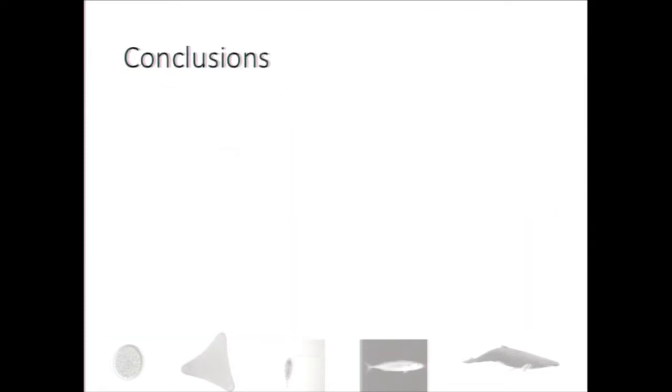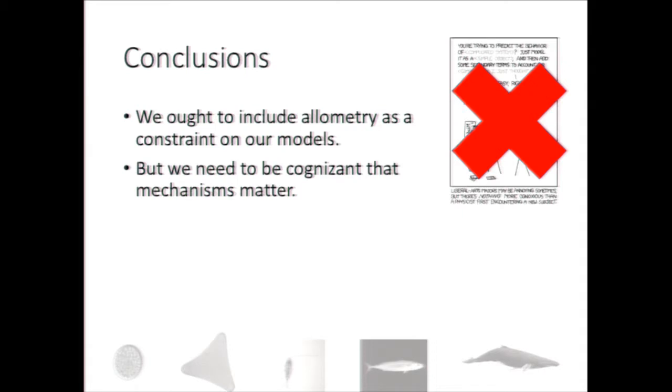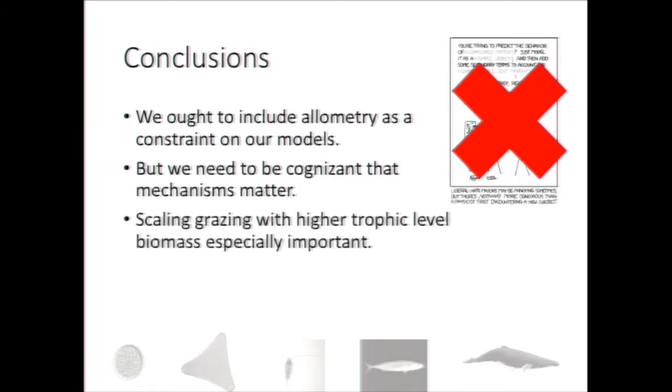So, conclusions. I believe we really ought to include allometry as a constraint in our models. It's a powerful constraint, but we need to be cognizant that the mechanisms by which we can get it differ. Right? We get that allometry by looking at differences between rates, or rate exponents, not the rate exponents themselves. And scaling the grazing at higher trophic levels may be particularly important.